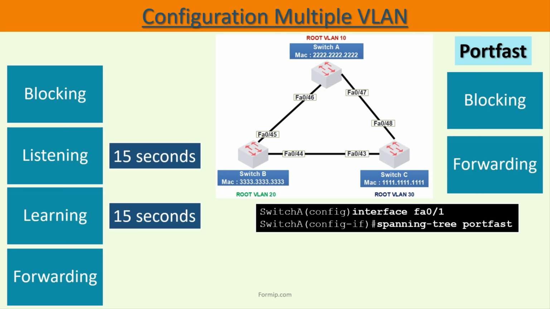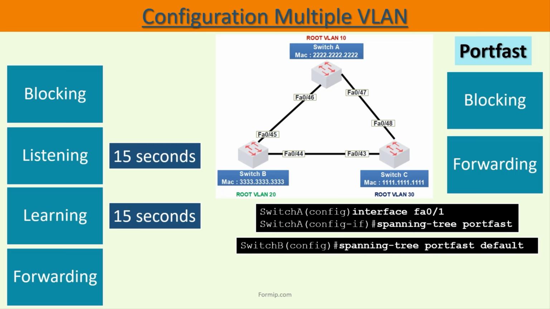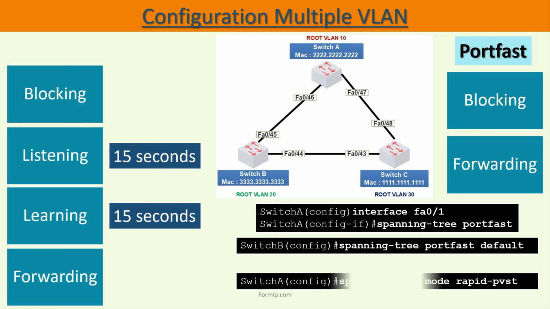It is also possible to activate this function by default on all the ports of the switch. For that, it is necessary to execute the spanning-tree portfast default command in global configuration mode. And the last thing to see in spanning tree is the implementation of rapid spanning tree. At this point, it is not necessarily important to see in detail how it works, but just how to activate it. The command spanning-tree mode rapid-pvst simply enables it. Convergence will then be much faster.